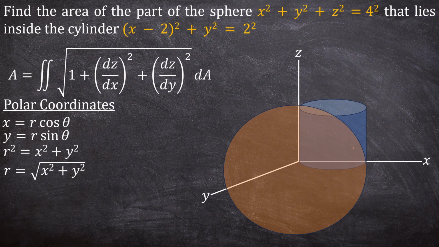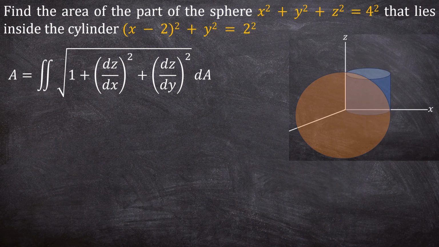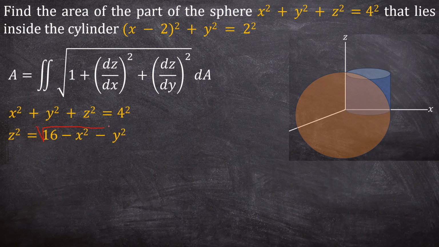Now from our formula, we need partial derivatives. So where are we going to get the function? The surface that we need to calculate is part of the sphere. So let's write the equation of the sphere: x squared plus y squared plus z squared equals 4 squared. We could make z the subject of the formula, but if we do that, we're going to have a square root here, and to differentiate we'd have to apply the chain rule, which we don't need. So the best way is to apply implicit differentiation.